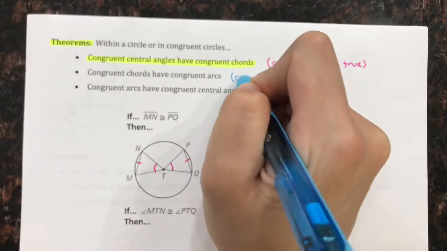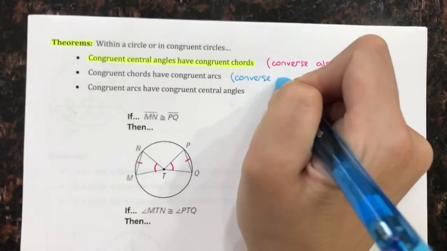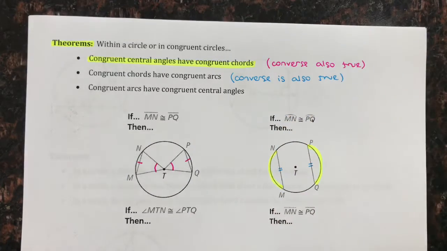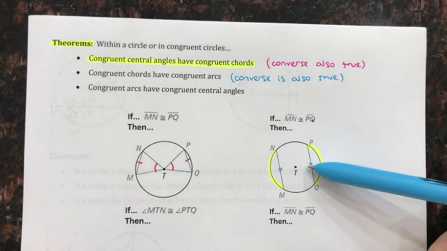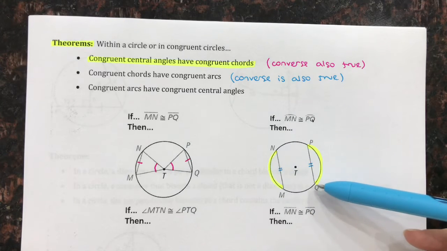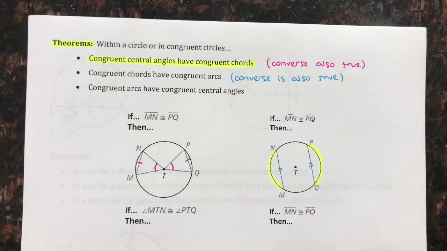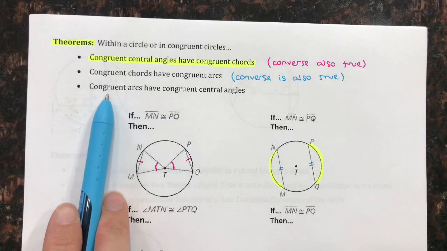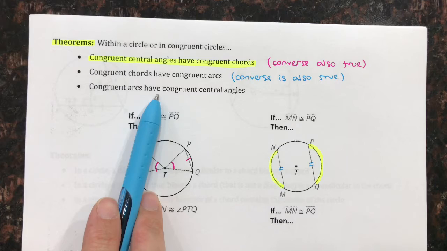Okay, so for the second one, really what we have here is the converse. So the converse is also true. So it works in both directions. Okay, so if the chords are congruent, then the arcs are congruent. If the arcs are congruent, then the chords are congruent. And finally, the last one says congruent arcs have congruent central angles.